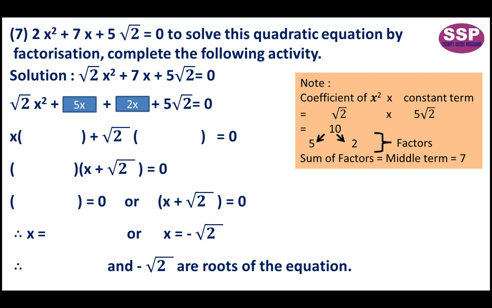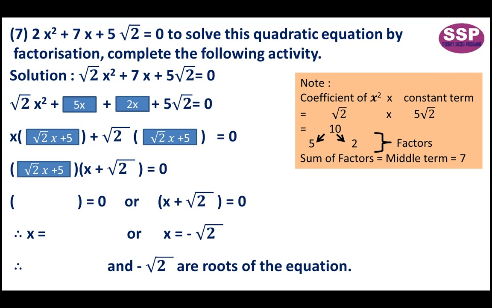In the next step, we have to take common. From the first two terms, x is taken as common. Therefore we get x(√2x + 5) plus, from the second group, √2 is taken as common, √2(√2x + 5) = 0. Now in the next step, (√2x + 5) is taken as common. So (√2x + 5)(x + √2) = 0.